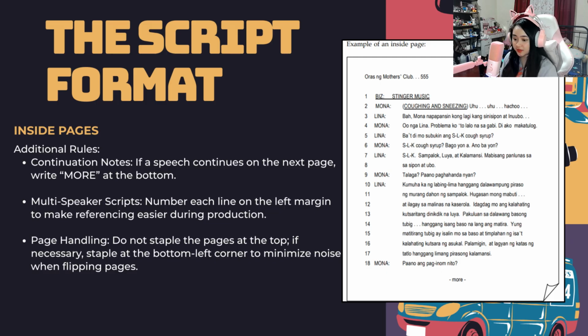Continuation notes. If a speech must continue on the next page, write more at the bottom so the reader is prepared for the continuation. Numbering for multi-speaker scripts. When a script involves several speakers, number every line on the left margin. Begin with 1 at the top of the page and continue downward. This makes it easier for the director to reference or cut parts when needed.